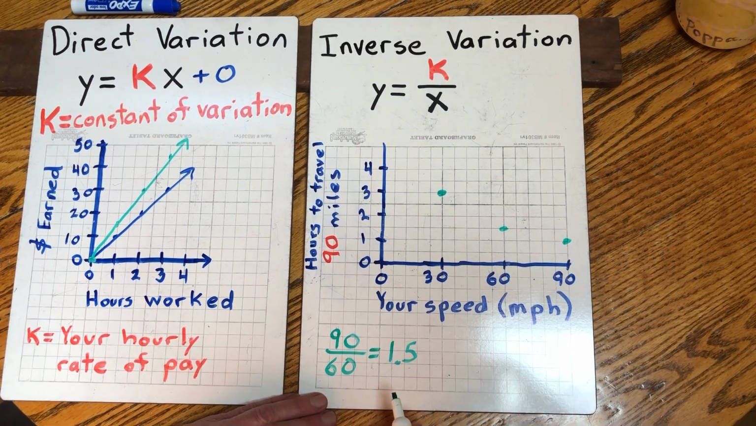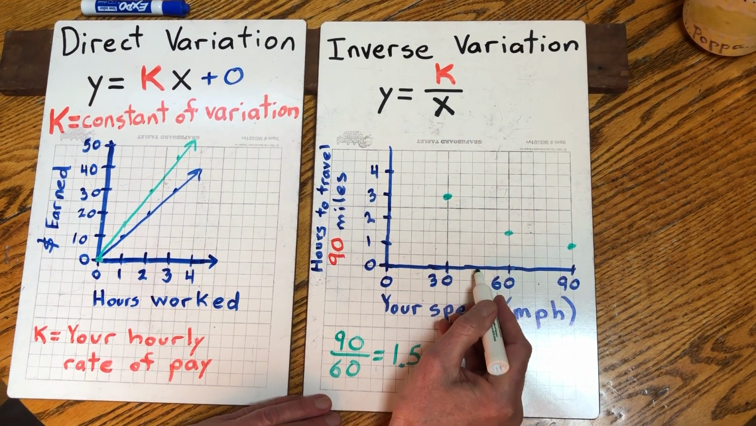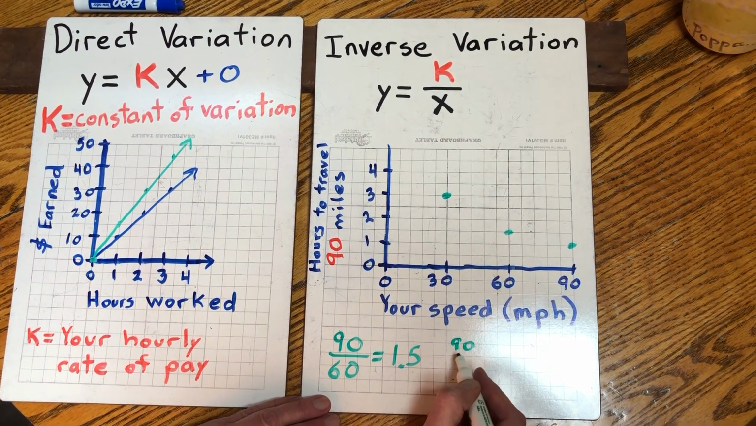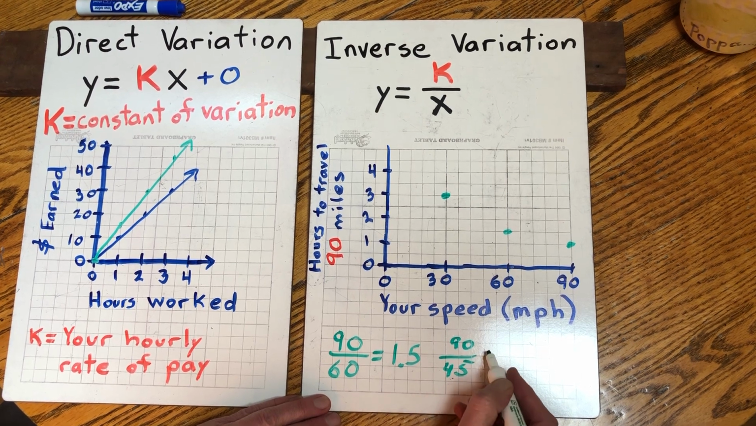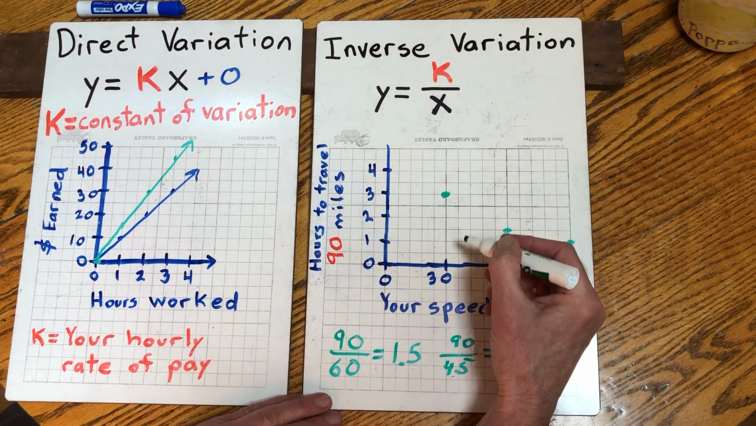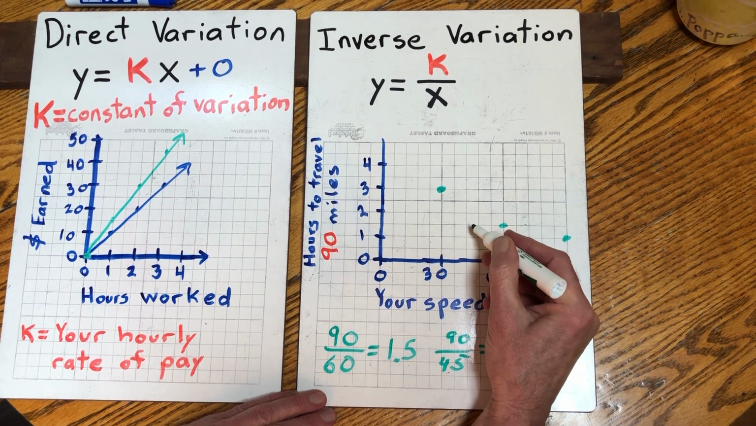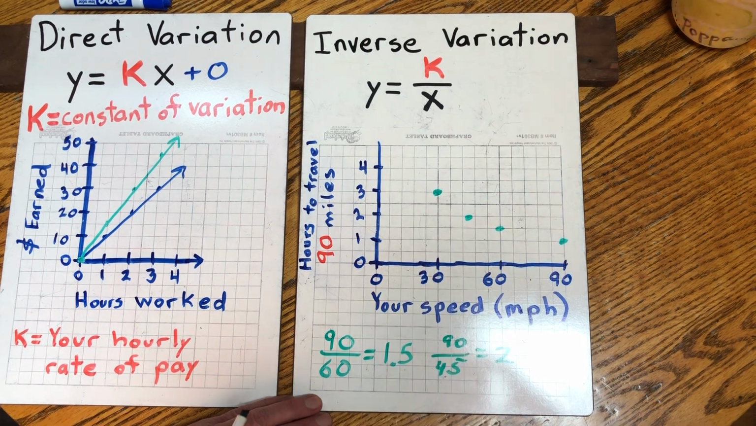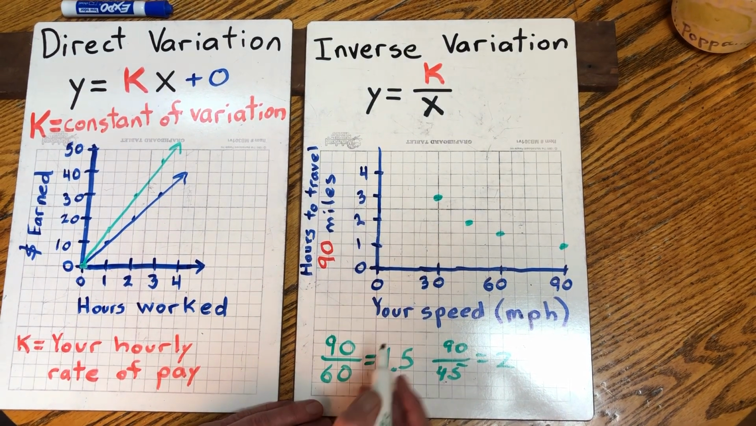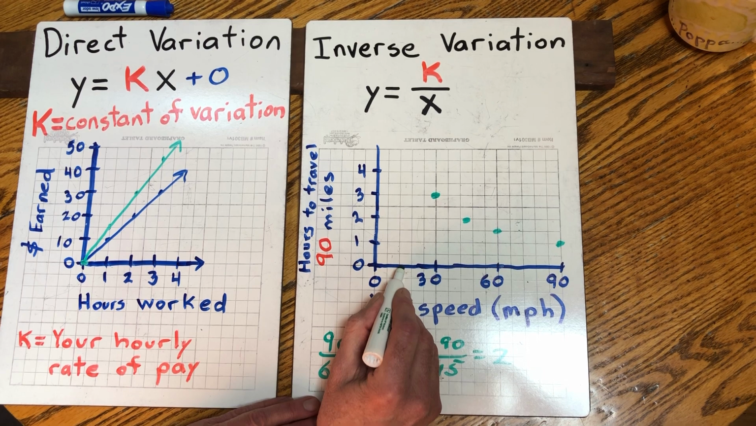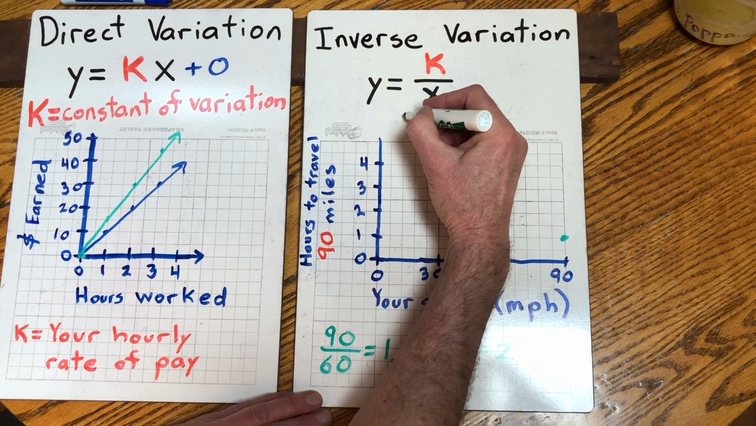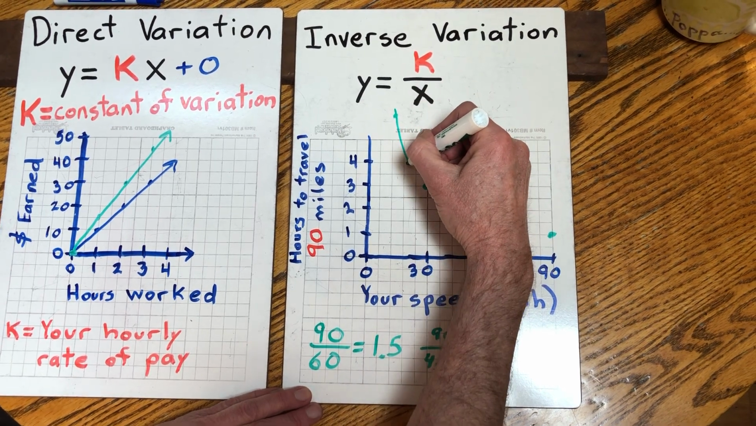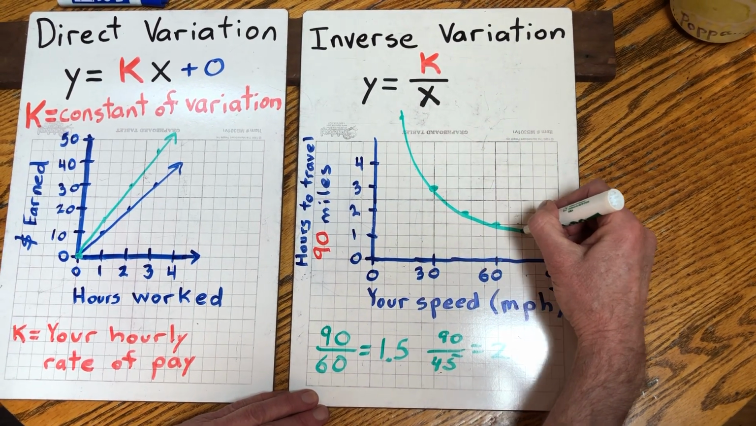Let's put some more points on our graph. If you could go 45 miles per hour, well, let's see, 90 divided by 45 equals 2. So 45 miles per hour would take you 2 hours. Now these points are actually curving. If we went 15 miles per hour, that would take us 6 hours. That'd be way up here on the graph somewhere. And so we would get a curve, inverse variation, always something like that.